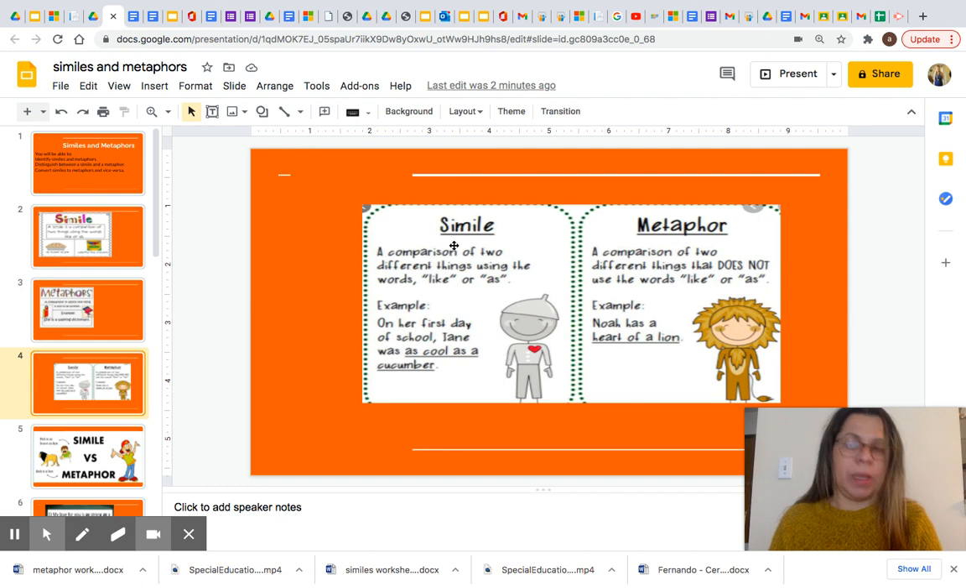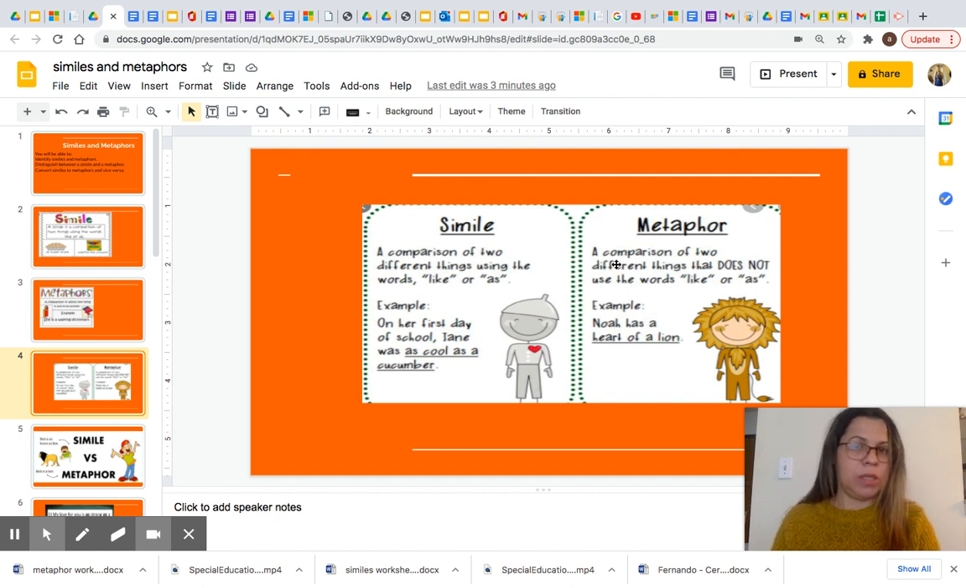Now we are going to look at similes and metaphors side by side. A simile is a comparison of two different things using the words like or as. I want you to remember this. For example, on her first day of school, Jane was as cool as a cucumber. In this example, Jane is being compared to a cucumber, and they are using the word as to compare Jane to a cucumber.